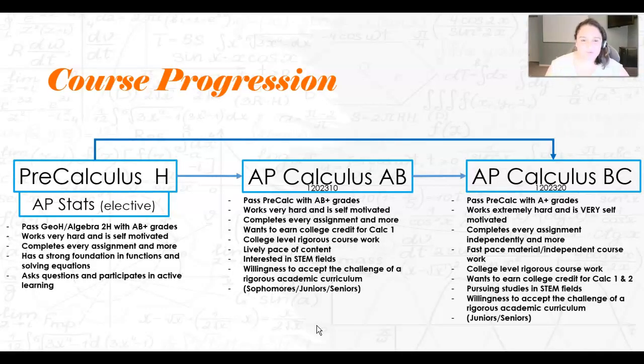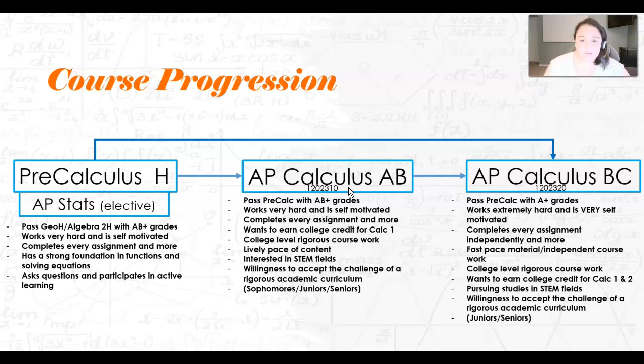First, I want to talk about the course progression. Our students entering into AP Calculus AB or BC must have completed pre-calculus. Based on your pre-calculus teacher's recommendation, and maybe you've taken AP Stat as an elective too, you want to make sure that you have completed Geometry and Algebra 2 honors with high grades of A or B, and have a pre-calculus teacher recommendation to enter into AP Calculus AB or BC.